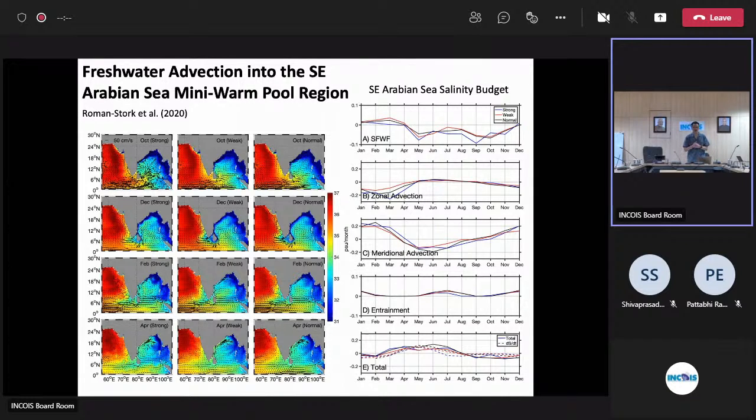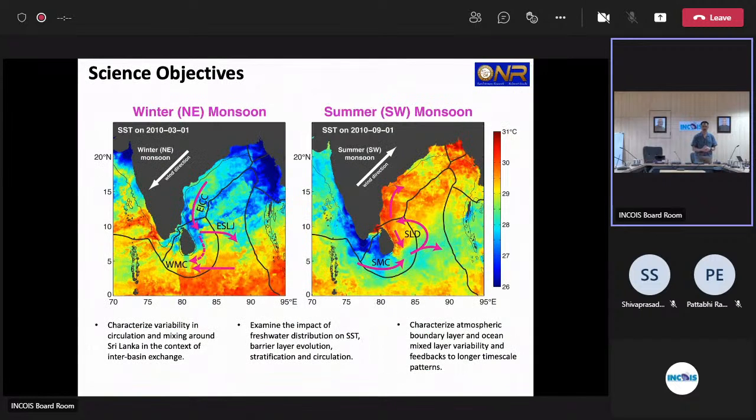And the point here is if you look at the size of these various terms, it's pretty clear that during the winter, meridional advection is very important. Right, it plays a very, very strong role in bringing fresh water into the Arabian Sea. And that, in turn, is going to have an impact on the formation of barrier layers, how SST evolves, and their erosion through the course of the spring, summer. These are really the drivers for why this area was fascinating to us, why we felt it was important to conduct a set of sustained measurements.